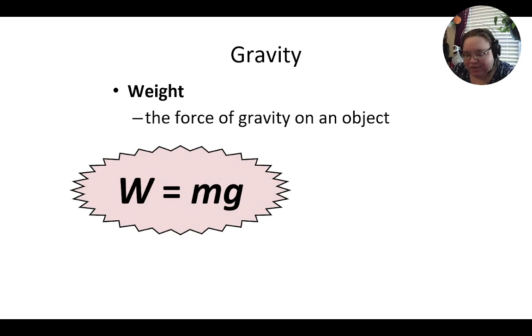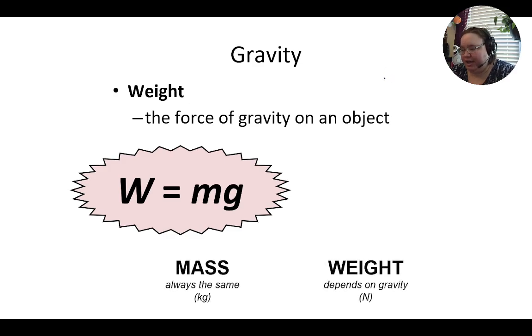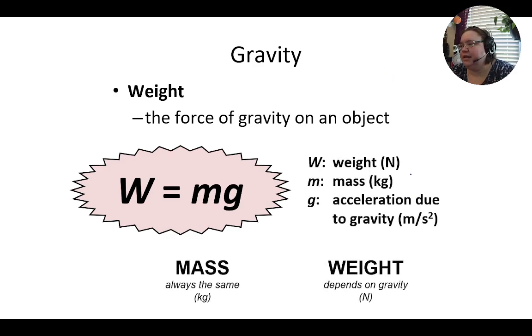Now, with gravity, that actually gives us the concept of weight. So, weight is the force of gravity acting upon an object. So, weight is equal to mass times gravity. Now, here on Earth, the gravity is 9.8 meters per second squared. Gravity is acceleration. So this equation is really, really similar to the force equation. Force equals mass times acceleration.